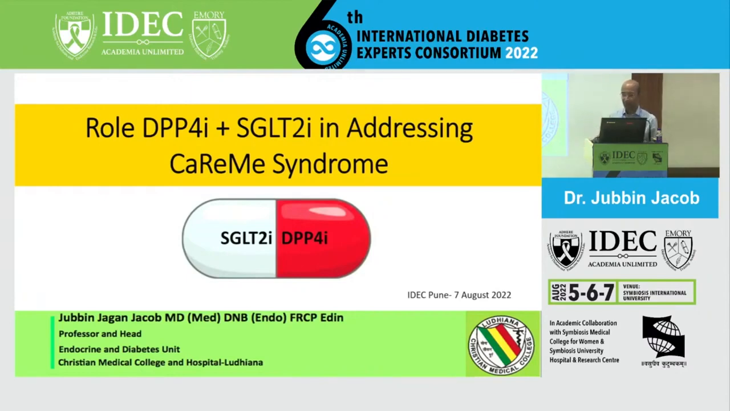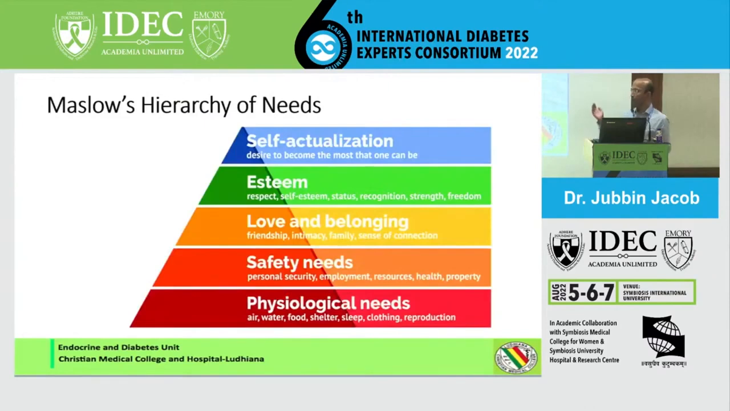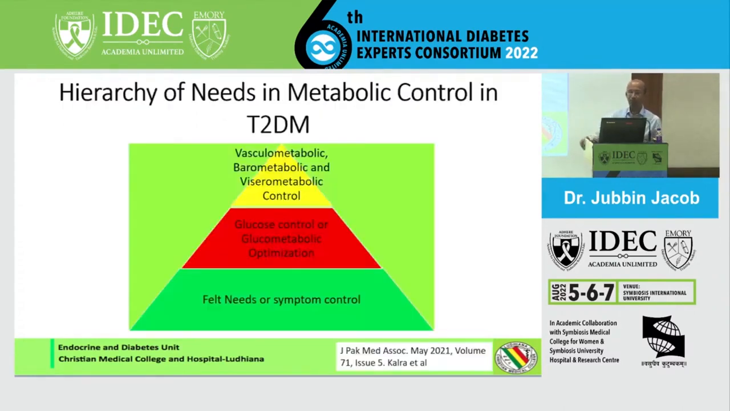So what I do is I've taken this from what we learn in community medicine, Maslow's hierarchy of needs. So when you have a patient in front of you, you cannot have all these goals together, but you have a hierarchy. You do one thing at a time, and in about 3 to 4 visits, you may be able to get things under control. So this is what my pyramid looks like, the hierarchy of needs in metabolic control.